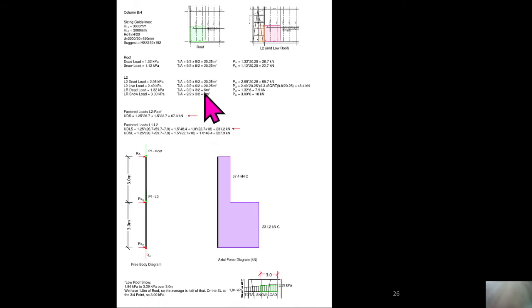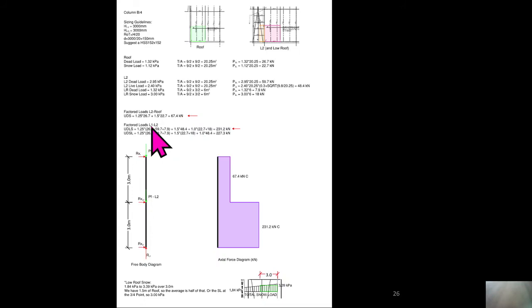My tributary area is 6 meters squared. So 3 times 6 meters, I get 18 kilonewtons. So from level 2 to the roof, I only have these loads acting on the column. So I can figure out what my worst case factored load is. So ultimate, dead, and snow, there's no other loads acting on it, so I don't need to worry about anything else. So I get 67.4 kilonewtons.